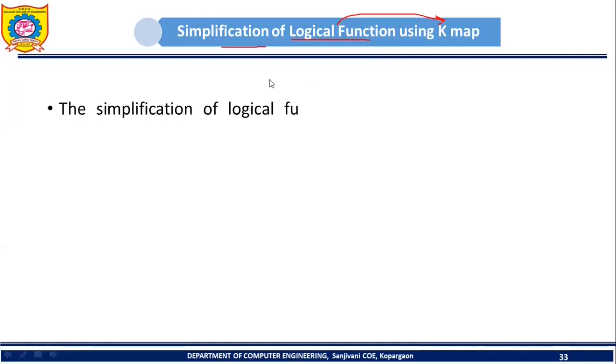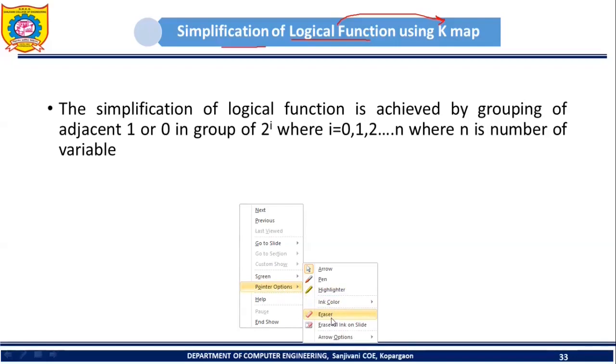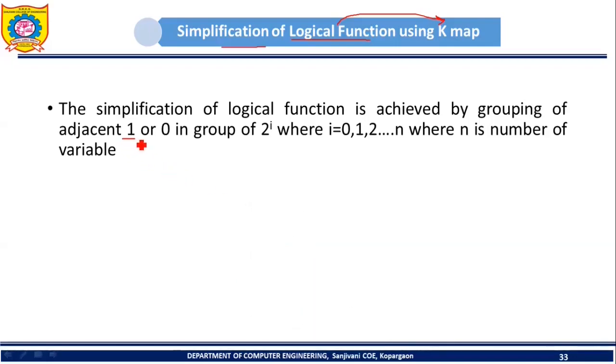The simplification of logical function is achieved by grouping of adjacent 1 or 0. What does a K-map contain? A K-map will contain either 1 or 0. Once we represent a logical function on K-map, we will have either 1 or 0. So simplification of logical function is achieved by making groups of adjacent cells. Now we have seen what is meant by adjacent cell. So here we have to make groups of adjacent 1 or 0. Right now we will just discuss grouping of 1. Grouping of 0 will be discussed later on.